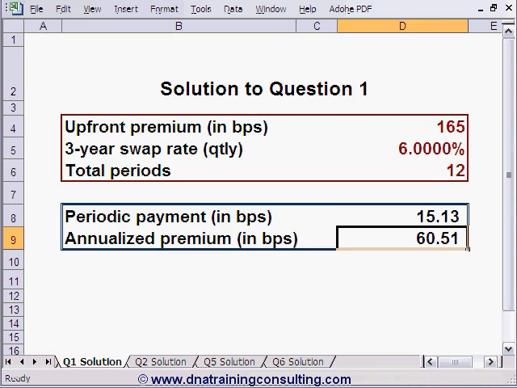The time value of money adjusted all-in cost is thus seen to be 8.105%, consistent with answer C.